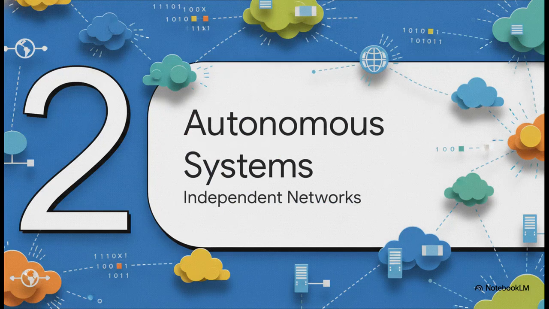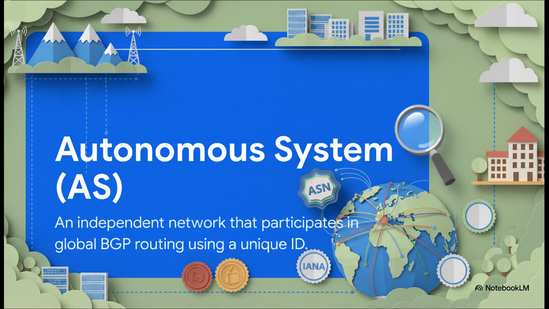Moving right along to Section 2, Autonomous Systems Explained. You see, there's a huge fundamental misconception about the internet. People think it's just one giant network. Well, actually, scratch that. It isn't. It is actually a collection of thousands of independent networks all stitched together. These independent networks, whether we're talking about your local ISP, a major university, or a massive global corporation, are called autonomous systems.